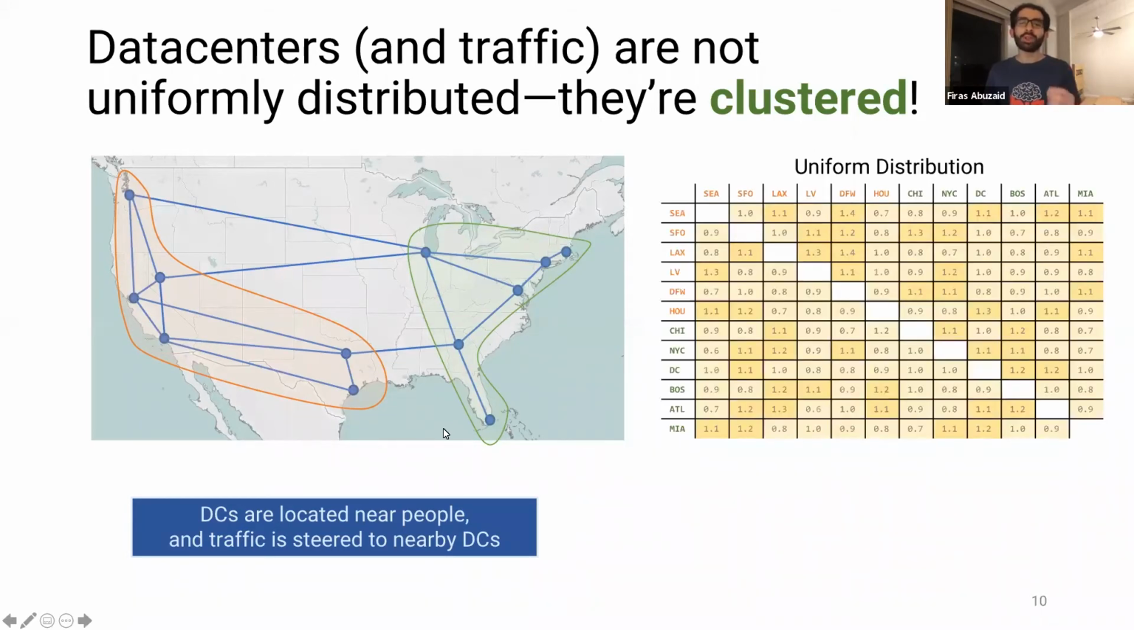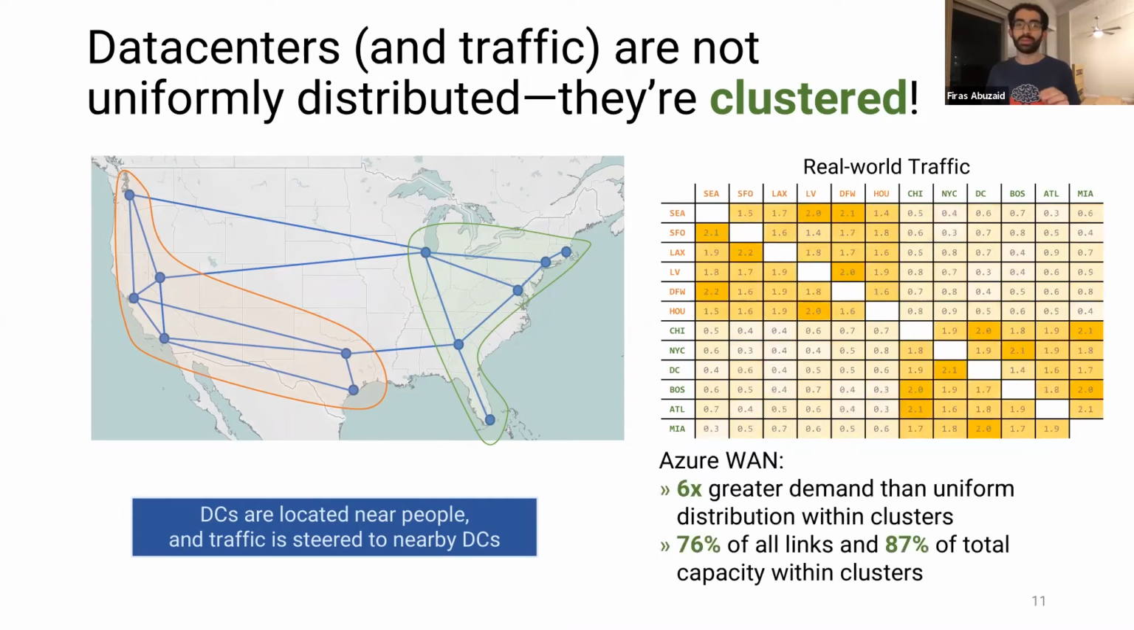If the traffic on this WAN were to follow a uniform distribution, it would look something like this. And notice that we've grouped the rows and columns of the traffic matrix by our two clusters. However, when we analyze the traffic patterns on the Azure WAN, we observe that it actually resembles something closer to this distribution. Both the traffic and the link capacities are actually highly concentrated within the clusters.